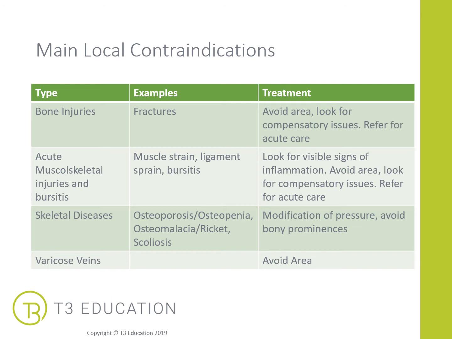The next one is skeletal diseases, so things such as osteoporosis, osteopenia. For these, you want to modify your pressure of massage, avoid bony prominences during that time, especially in certain flare-ups as well. And lastly, on this page, varicose veins, and you want to avoid any varicose veins, so any areas where you can see the veins, they're risen from the skin, you want to avoid that area.